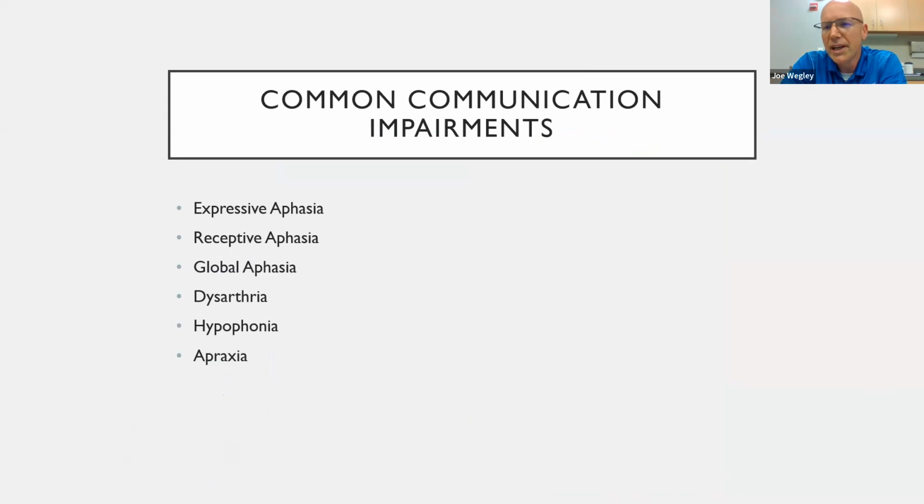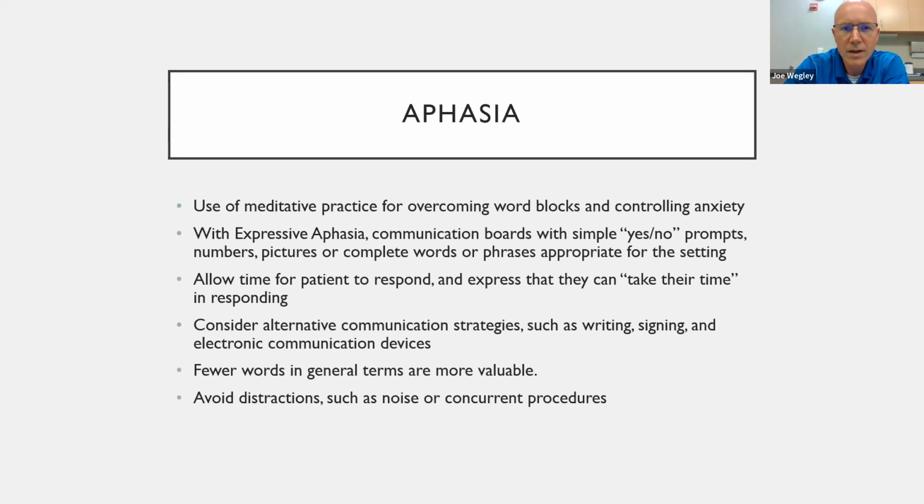So now on to common communication impairments. In the rehab setting, where we work with a lot of persons with neurological impairments, we see a lot of the aphasias, dysarthria in the setting of Parkinson's, hypophonia, and then verbal apraxia. So some common strategies: we encourage people to use meditative practices for overcoming word blocks, as well as controlling their anxiety. When patients' anxiety increases, their ability to communicate becomes even more challenged.